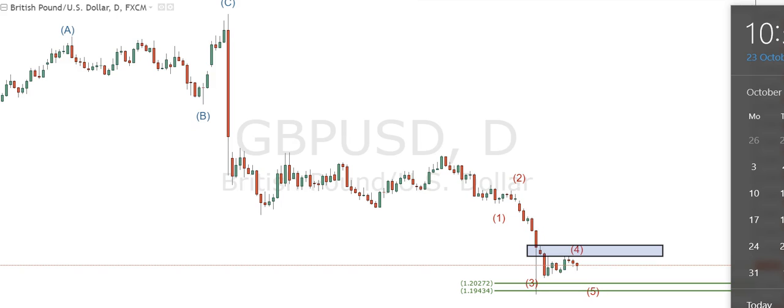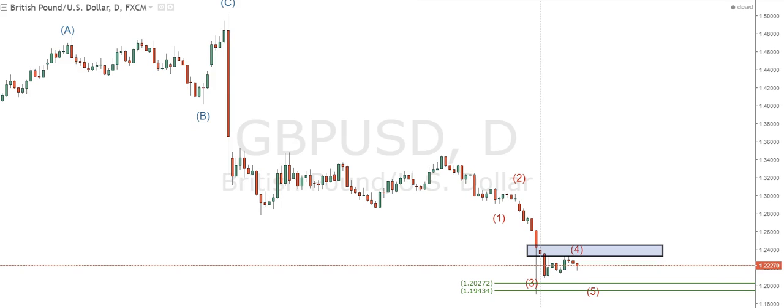Today's Sunday, the 23rd of October. Just wanted to go through some of the charts we're looking at, opportunities that will present themselves for the week to come. So the first chart we're looking at here is the pound dollar. We are looking at what is a downtrend.